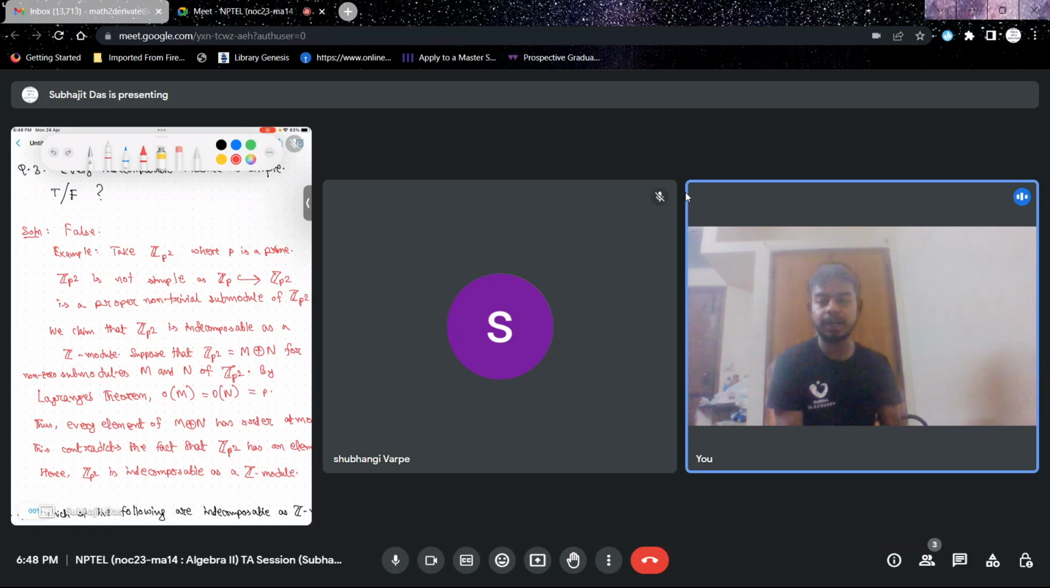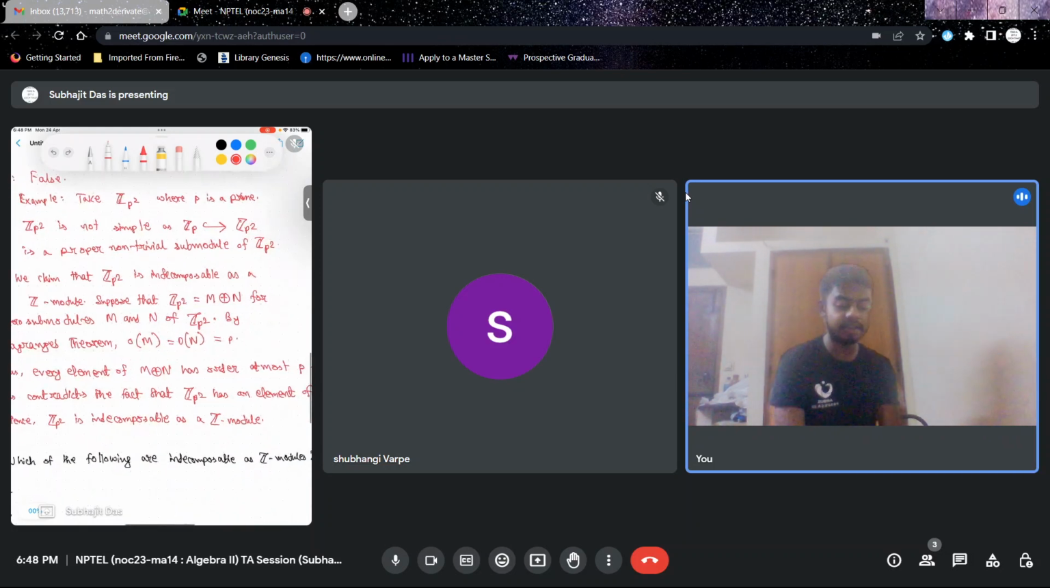Now it can't be 1, right? The order of M can't be 1, because that would mean that M is 0. It can't be p square, because if it's p square, the order of N will be 1, which would mean that N is 0. But we have assumed both M and N are non-zero, which means that both of their orders have to be equal to p, and thus every element of the direct sum will have order p, or at most p, I should say, including the identity element.